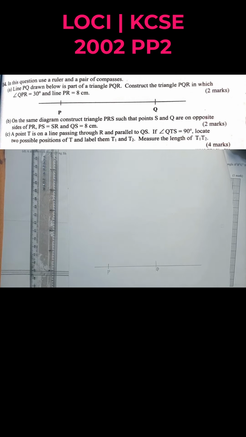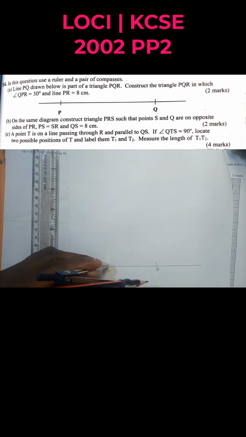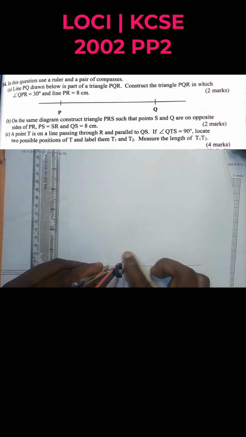We need to construct triangle PQR, and the angle at P should be 30 degrees. So how do we construct? We start with the angle at P, that is angle QPR is equal to 30. So that means the angle at P should be 30 degrees. To construct 30 degrees, you stand at P. First you begin by constructing 60 and then you bisect it.